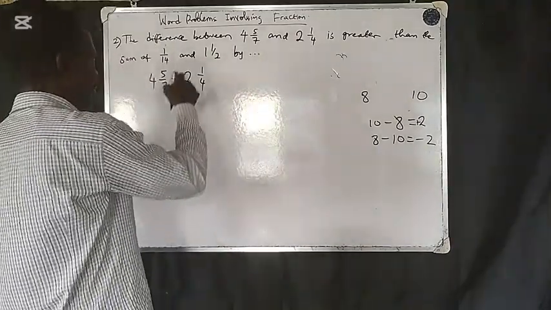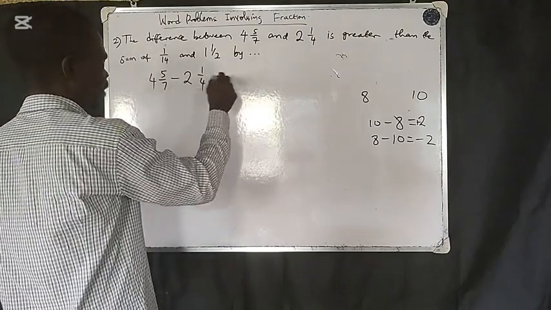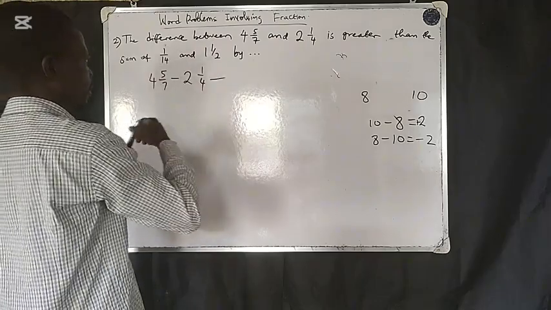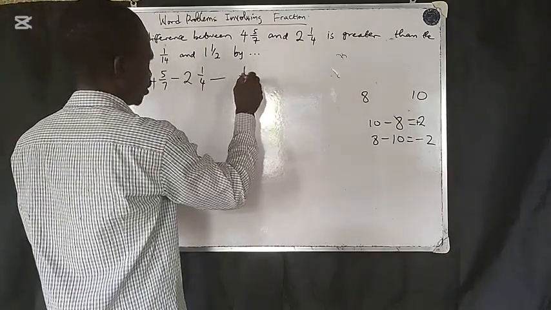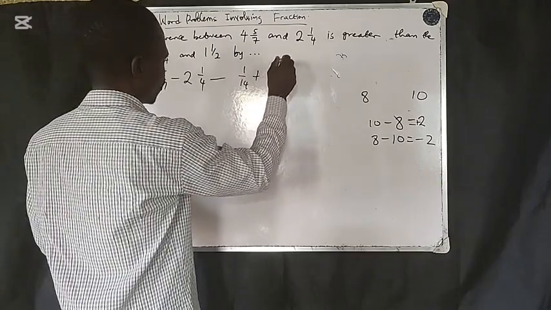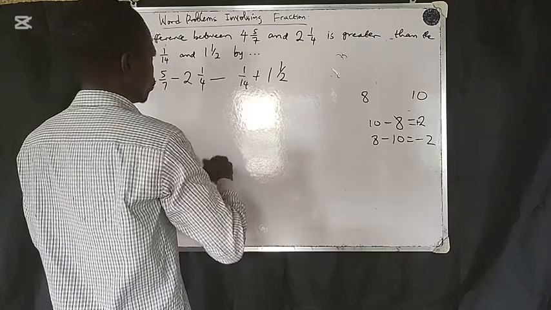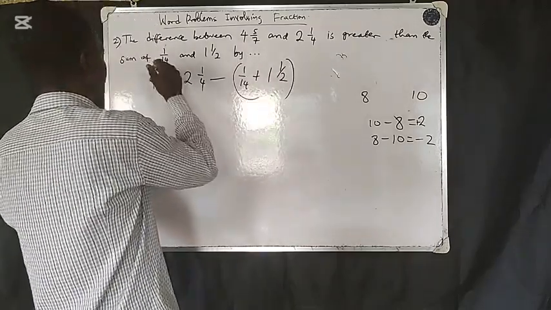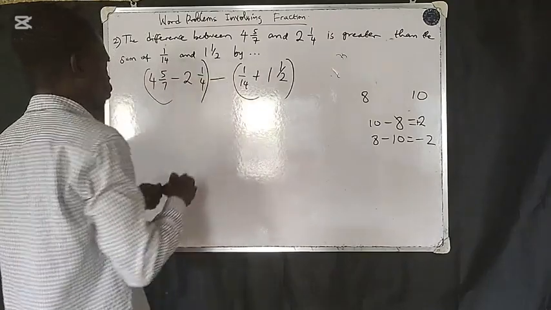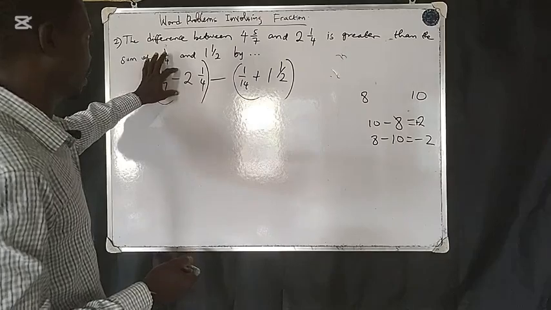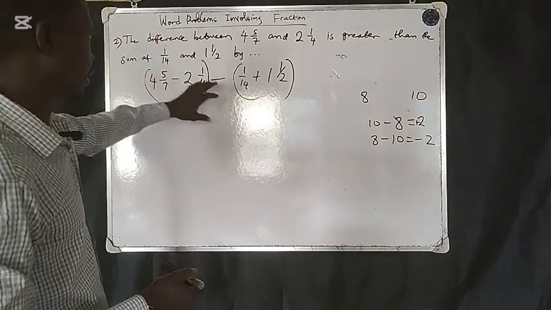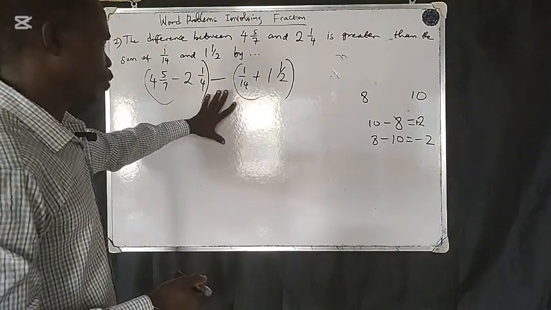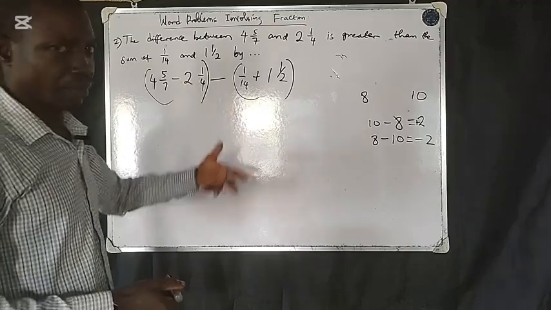And we are told that the difference between these two numbers is greater, or bigger, than the sum of these. Now let's write the sum of these down. This is 1 over 14 plus 1 whole number 1 over 2. So the sum of this is on this side, and this is on this side. So the difference of these two numbers is greater. That is, when we remove this from this, we are still going to be left with a positive number.